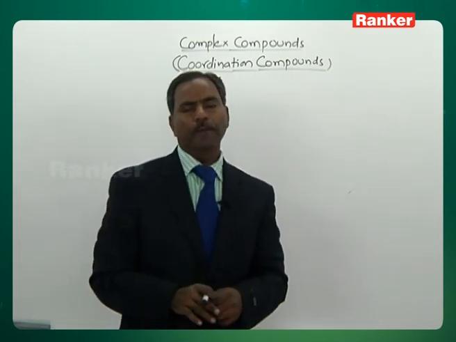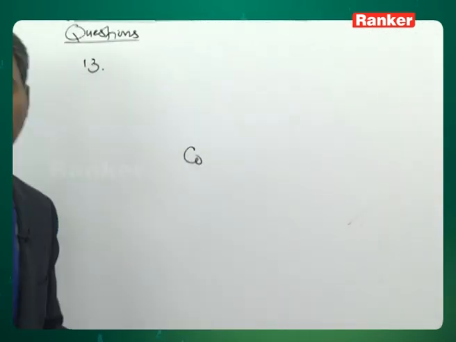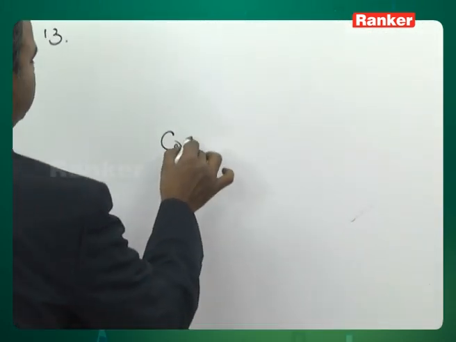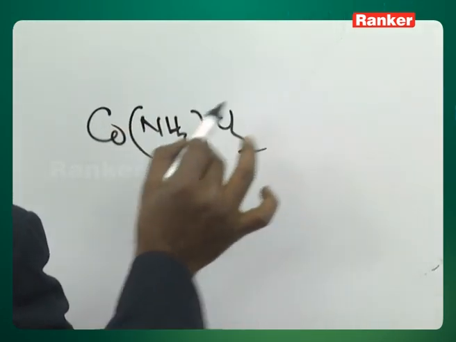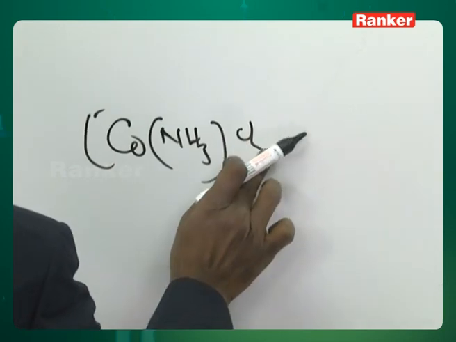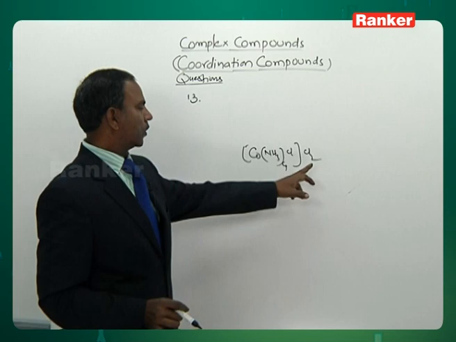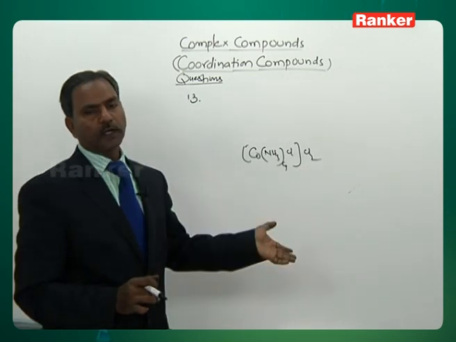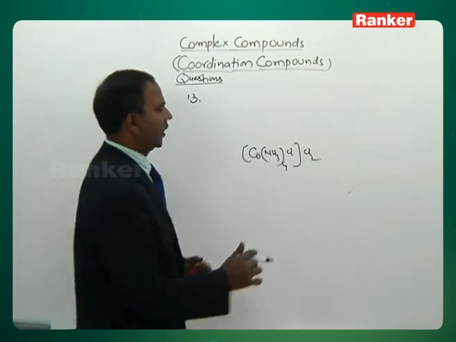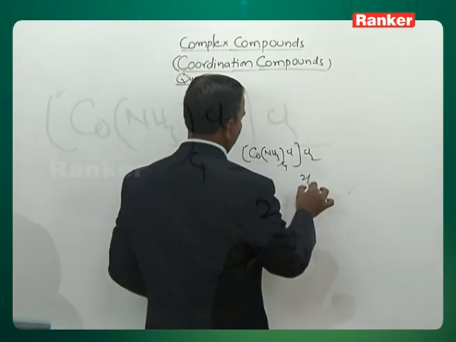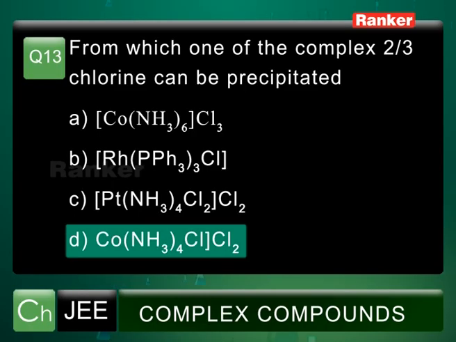So coming to option D, D is given as what? Co(NH3)4 Cl, single here, only a single Cl inside, and outside is Cl2. See, how many total chlorides? 3 chlorides. Out of 3 chlorides, 2 are outside, 2 can be precipitated. This will definitely give a precipitation of 2/3 chlorides. So answer is what? D.